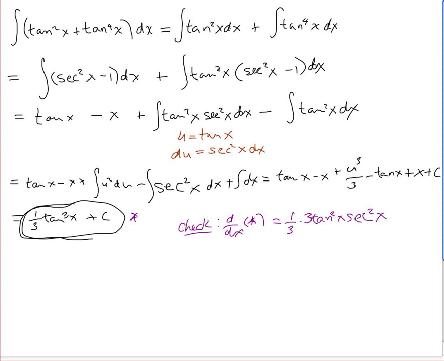Okay, so we want it to look like that. So let's change it all to tangents. Well, of course, the 3's cancel, and I get tangent squared of x times 1 plus tangent squared of x, right? Secant squared of x is 1 plus tangent squared of x. And lo and behold, that's tangent squared of x plus tangent to the 4th of x. Okay, so it checks. Okay, good.